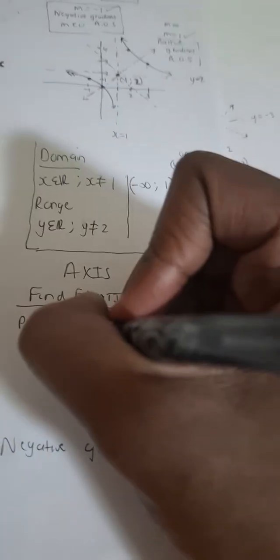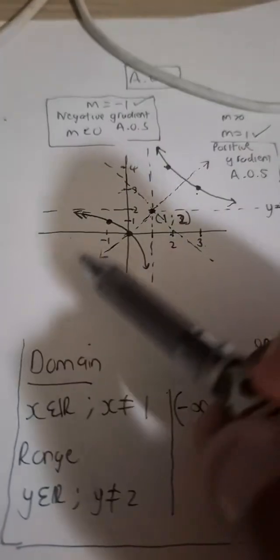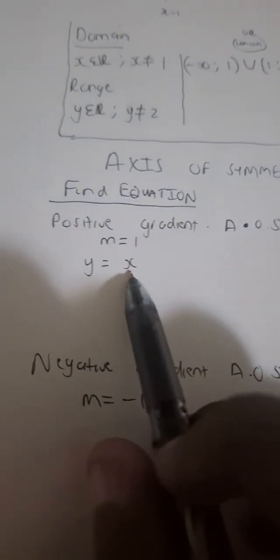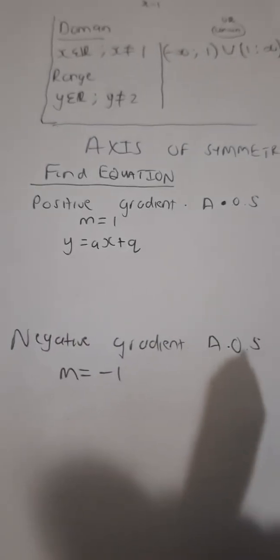So for the positive gradient axis of symmetry, as I said, the gradient will be equal to 1. But the gradient for the negative gradient axis of symmetry will be -1. Since the axis of symmetry is a straight line, and it always is, the form of the function is going to be y = ax + q.